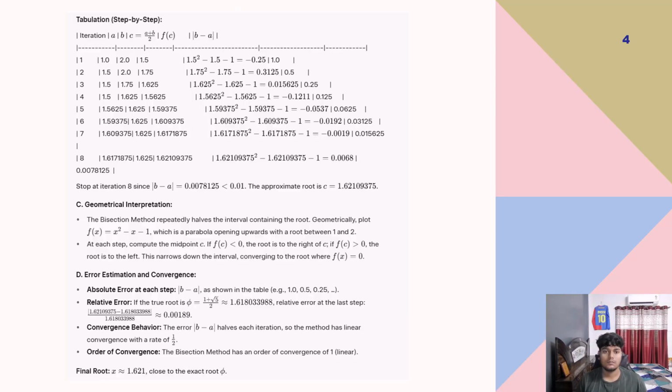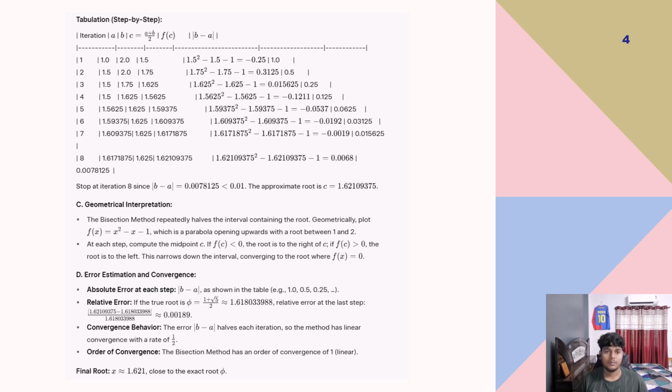Moving to the third part, part C, interpretation. Geometrically, the bisection method halves the interval at each step, bracketing the root where f(x) crosses the x-axis. For f(x) = x² - x - 1, the parabola opens upward, crossing the x-axis at the root. Each iteration narrows the interval, visually converging to the root.